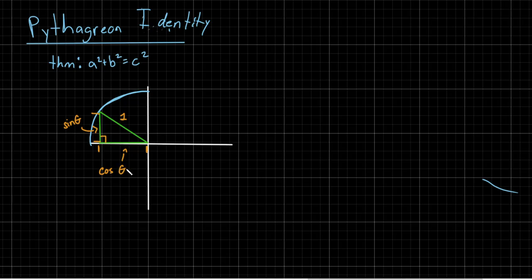What part is the sine? Sine is y. So sine theta, yes, you're so right. I'm so glad you said that. Sine theta is always y. Cosine of theta is always x.